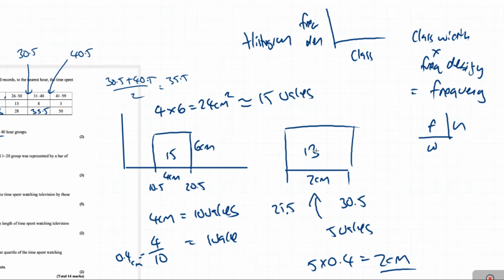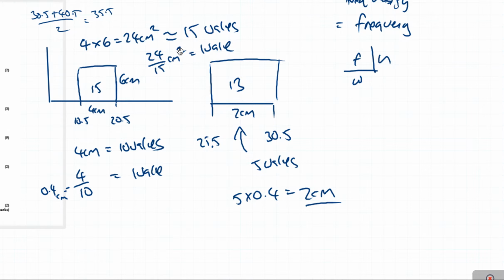So if we know we have a frequency here, we don't know the area, so we can say that 24 over 15 centimeters squared is equal to 1 value, and then we're going to plug that in here. So we've got a frequency of 13, so 13 times 24 over 15 is equal to 20.8 centimeters squared. So that tells you the area of this class, essentially.